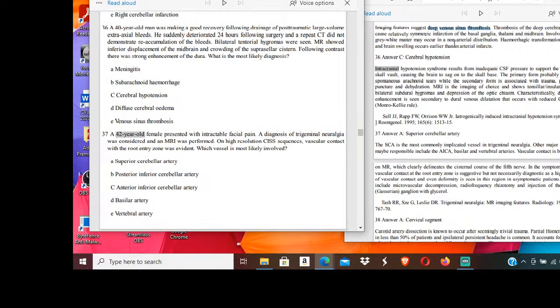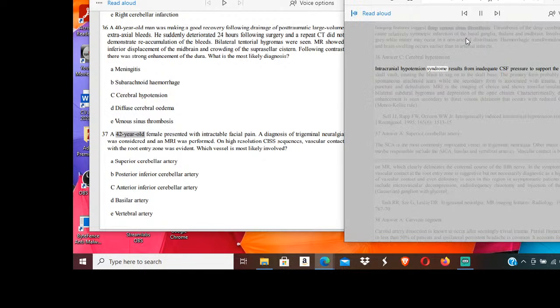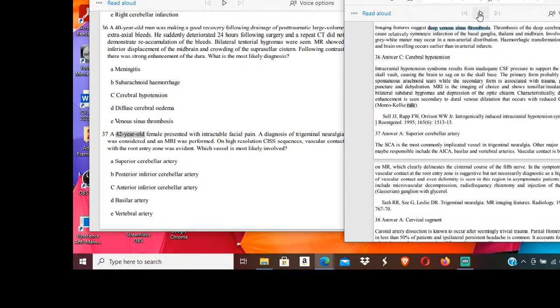37. Intracranial hypotension syndrome results from inadequate CSF pressure to support the brain in the skull vault, causing the brain to sag onto the skull base. The primary form probably arises from spontaneous arachnoid tears, while the secondary form is associated with trauma, post-lumbar puncture, and dehydration. MRI is the imaging of choice and shows tonsillar/insular herniation, bilateral subdural hygromas, and depression of the optic chiasm. Characteristically, diffuse dural enhancement is seen secondary to dural venous dilatation that occurs with reduced CSF volume, Monro-Kelly rule.